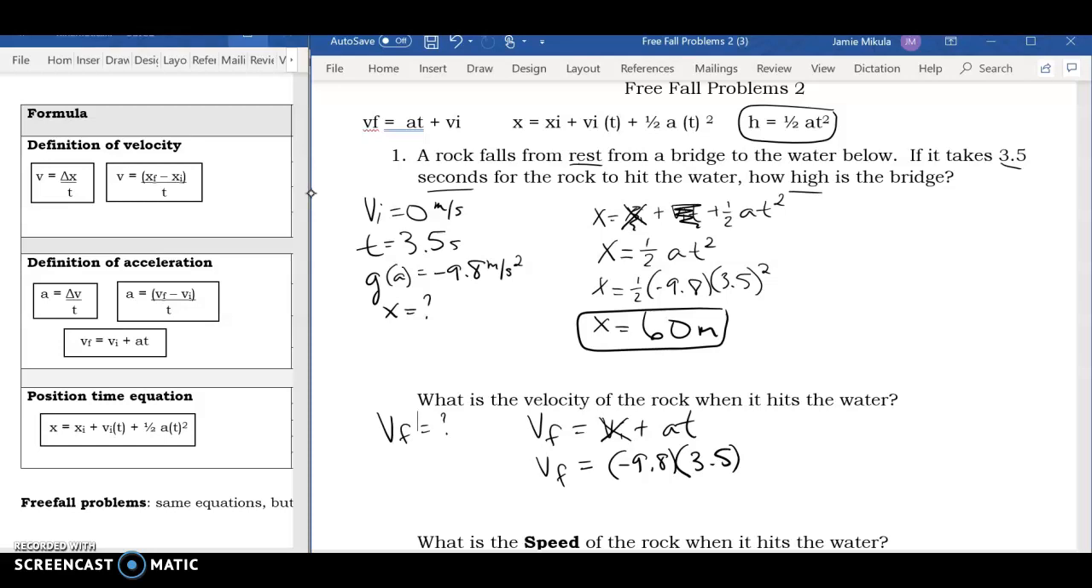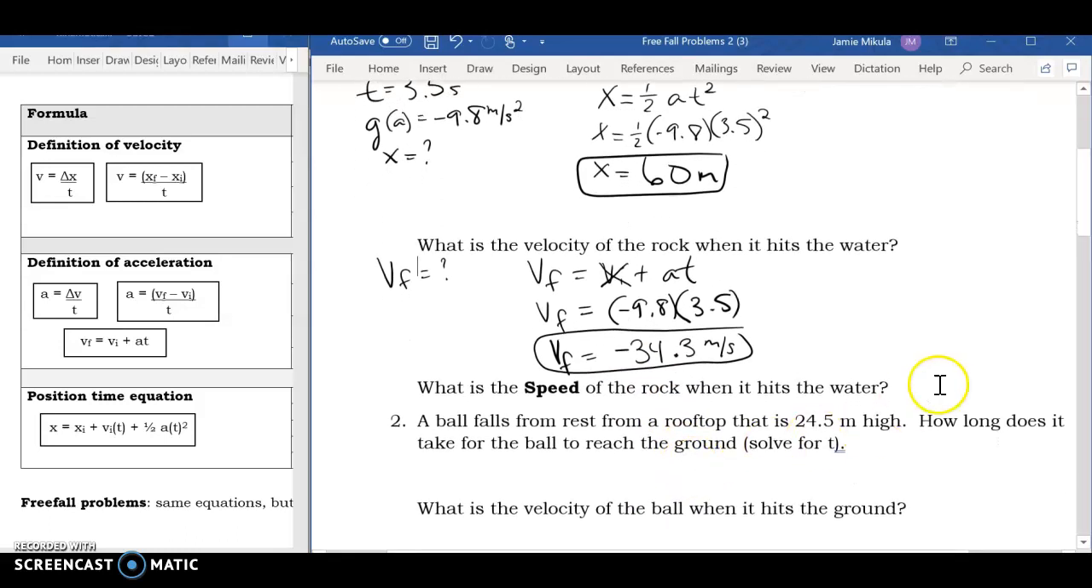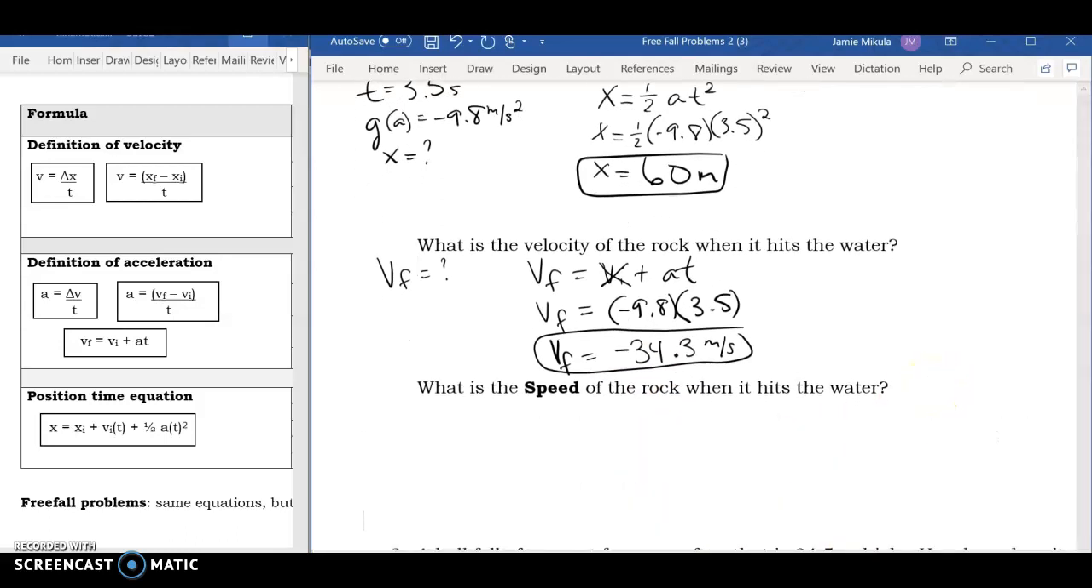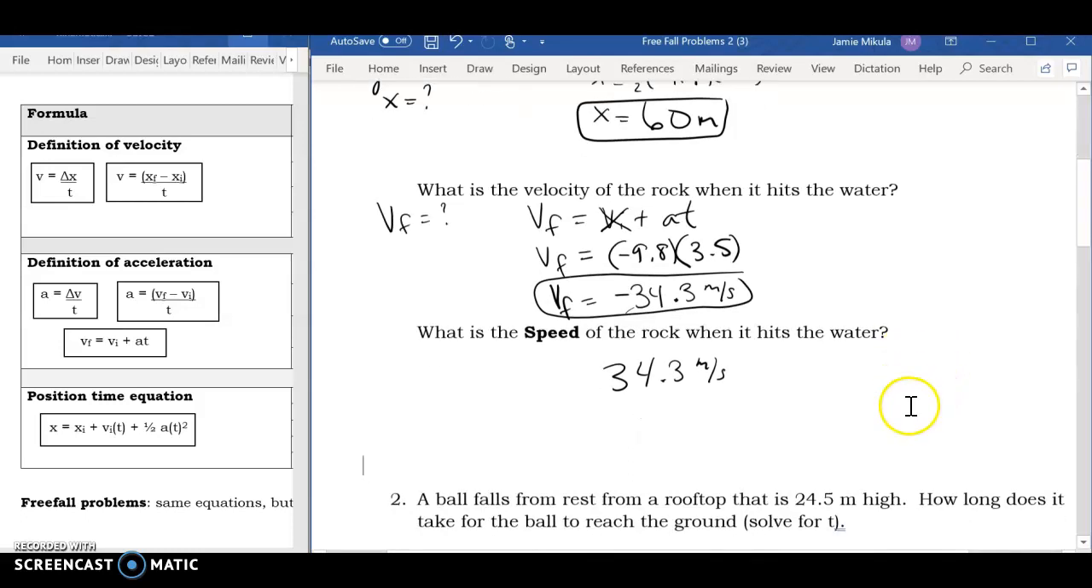Okay, so it's asking for velocity, and for velocity you do need direction because it's a vector quantity. So Vf equals negative 34.3 meters per second. And then when he says what is the speed, well, that is when the direction does not matter. So if velocity is negative 34.3, then the speed is just 34.3 meters per second.